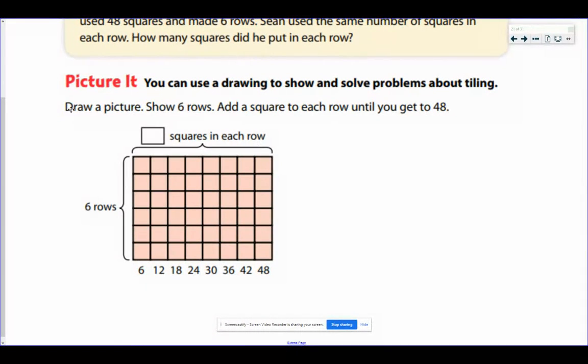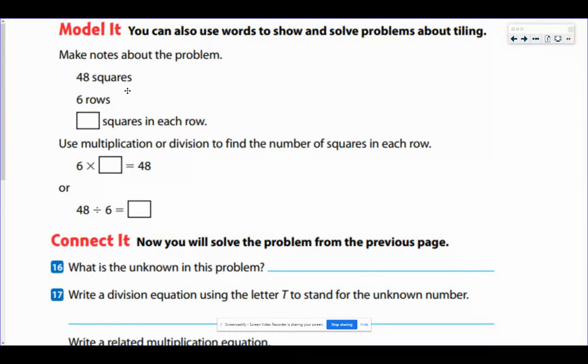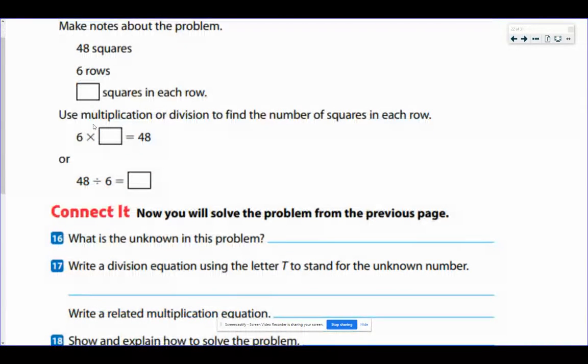We can look at this drawing to see that it shows 6 rows, and we add a square to each row until we get to 48. We can also use words to show and solve problems about tiling. Make notes about the problem. There's 48 squares. There's 6 rows, but we don't know how many squares are in each row. We could use multiplication or division to find the number of squares in each row. So we would ask ourselves, 6 times what number gives us 48, or 48 divided by 6 would give us what number?